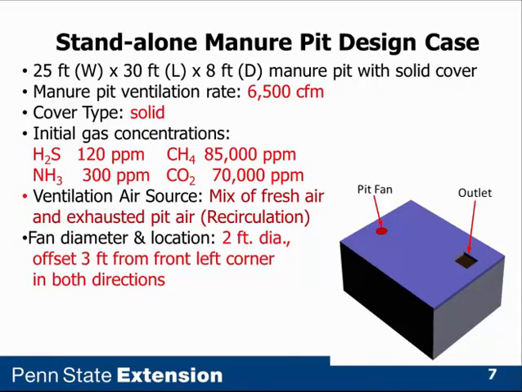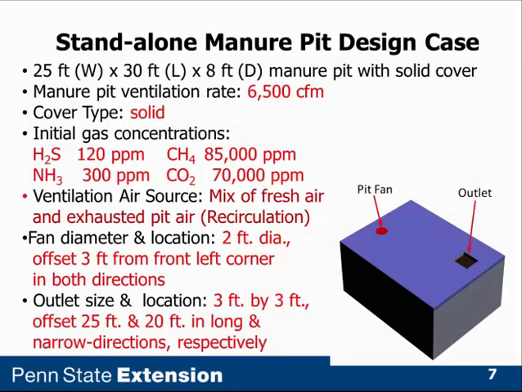The fan diameter is a 2-foot diameter fan, and it's offset 3 feet from the front left corner in both directions. For the air outlets for pit ventilation, we have one. It's rectangular, 3 feet by 3 feet, and it's offset 25 feet in the long direction and 20 feet in the narrow direction, respectively. That's measured from the front left corner of the manure pit as you're looking at it.